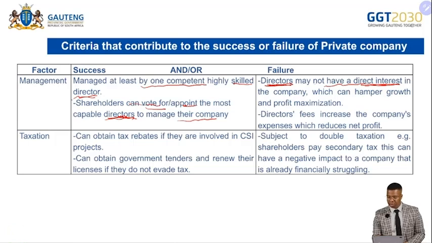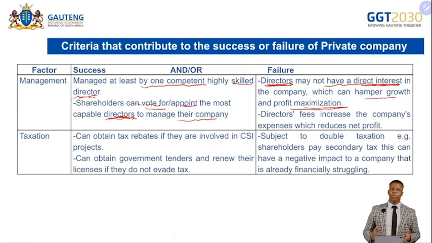So they do not have direct what? Interest in making sure that the company becomes successful, which can hamper the growth and profit maximization, because the energy will not be there to make more money and come up with ideas that generate more money. The directors know that we are basically coming up with these ideas, but the people who will benefit are the shareholders. So that can lead to a failure now of managing a private company.